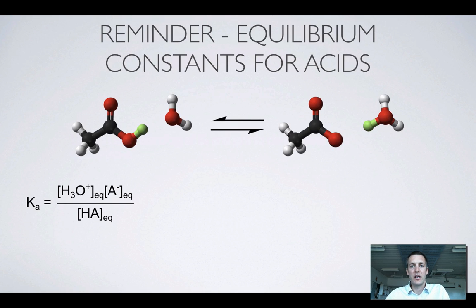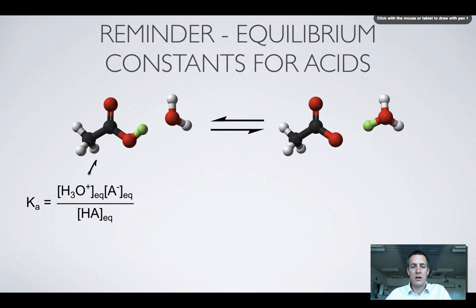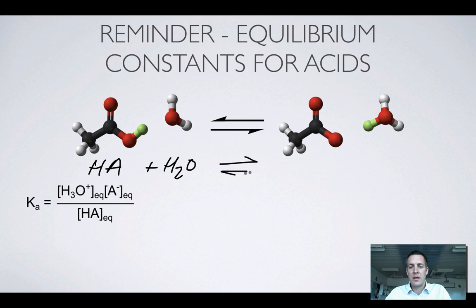So before we start doing any of that, let's just remind ourselves of what an acid dissociation constant Ka tells us. It gives us a measure of how much of our acid, HA, reacts with water to produce the conjugate base of the acid and the conjugate acid of water, H3O+. So when it's large, it means that our acid is good at dissociating. When it's small, it means that not much of our acid dissociates.